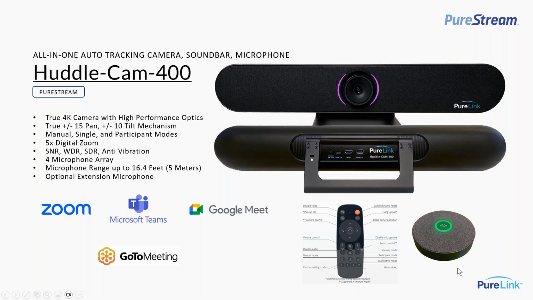And there is an optional extension microphone you'll see on the lower right here that you can put on the conference room table that has an LED to let you know the state of the microphone. If it's green, the microphone is live, and if it's red, it's muted. And there's a button in the middle to change the state of that.